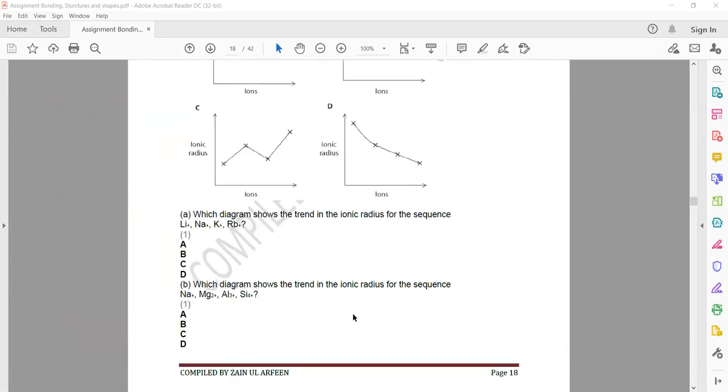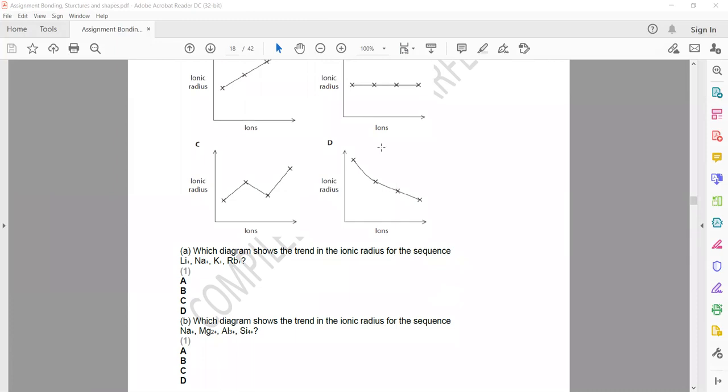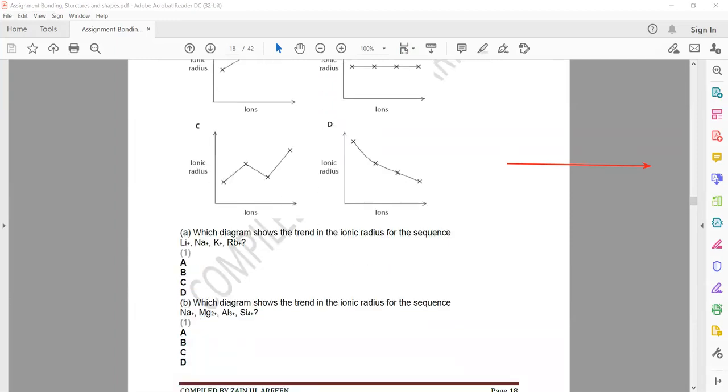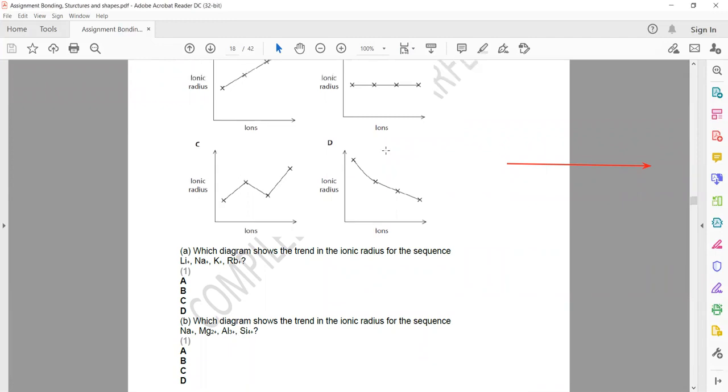The second part: which diagram shows a trend in ionic radius for sodium, magnesium, aluminum, and silicon? Across the period, the ionic radii decrease. Why do they decrease across the period? Because there is more charge, or greater charge density. That's why the value for ionic radii decreases as we move across the period. So D will be the right answer, the graph which shows a decrease.